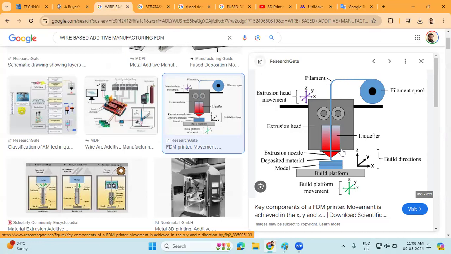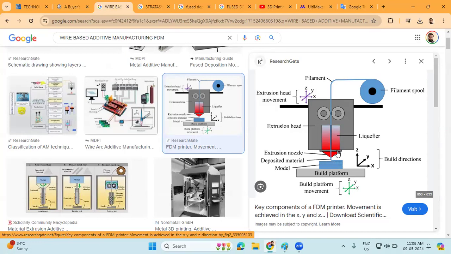The machine kinematics used in wire additive manufacturing can be serial, parallel, or a hybrid of both. In serial kinematics, the additive manufacturing process is carried out in a linear fashion, with the wire being fed into the machine from one end and the finished product emerging from the other end. In parallel kinematics, the process is carried out in a more complex manner, with the wire being fed into the machine from multiple angles and the finished product being built up from multiple layers.